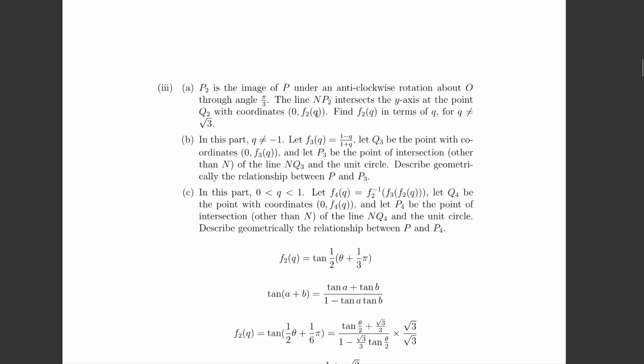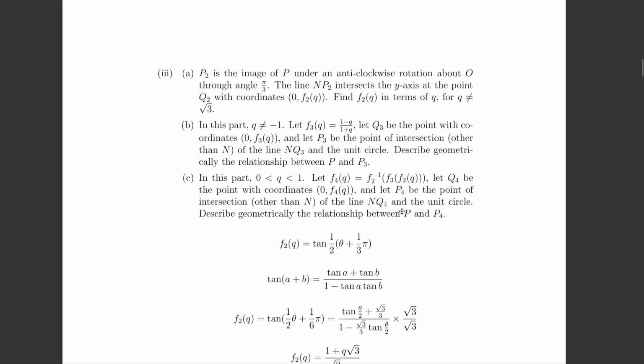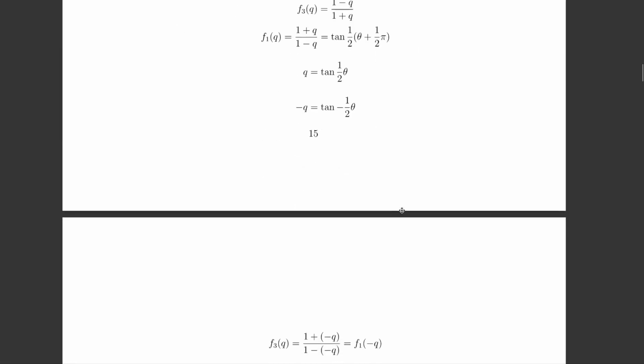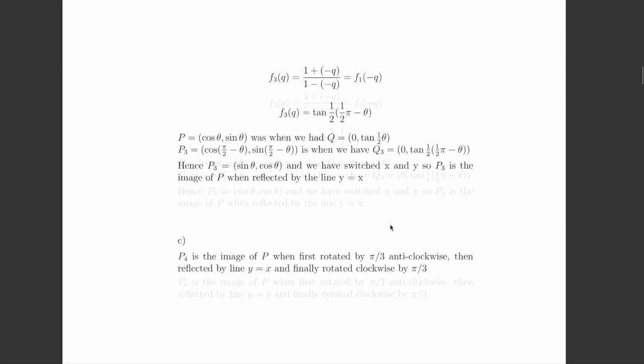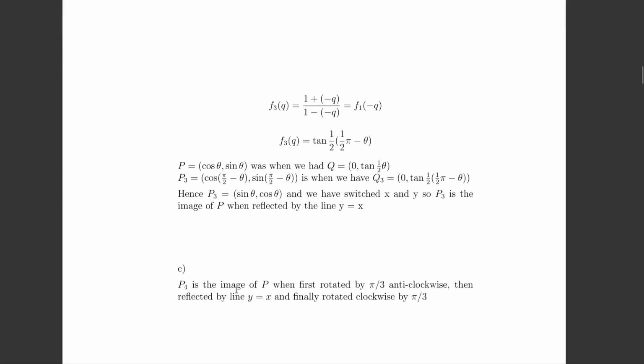So that would mean to go from p2 back to p, we would just need to go pi over 3 clockwise instead. So that's the order of the transformations basically. It's first rotate by pi over 3 anti-clockwise, then reflect by y equals x, and then finally rotate by pi over 3 clockwise. And that's the whole transformation between p and p4.